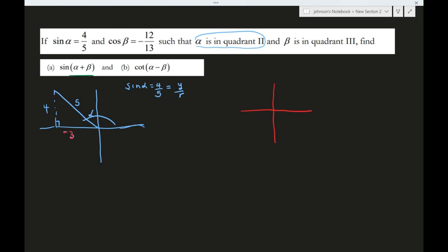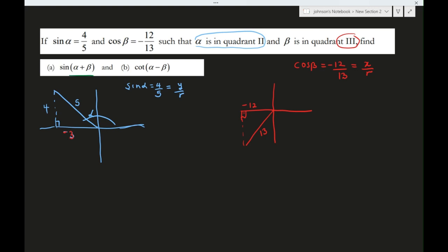Now we can also get that for beta. Beta is in quadrant 3, so it's going to be down here. We know that cosine beta is given to be minus 12 over 13. Since this is cosine, it's nothing but x over r. So x is minus 12, r is 13. Then in the same way, we can use Pythagoras theorem to find the other side.